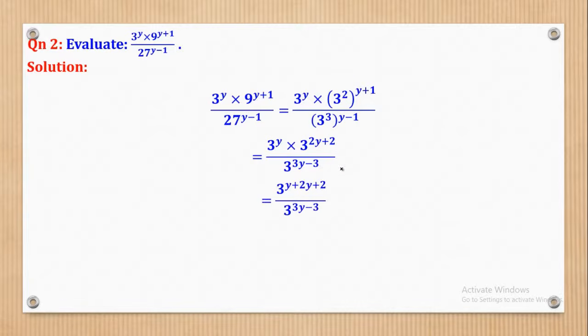Now from there you realize that this is the same base. So the rule for multiplication says that you add the powers. That is why you see here they are added. Then also this is the same base, so the rule for division says you subtract the powers. That is why you see here we shall subtract and come up with this step.